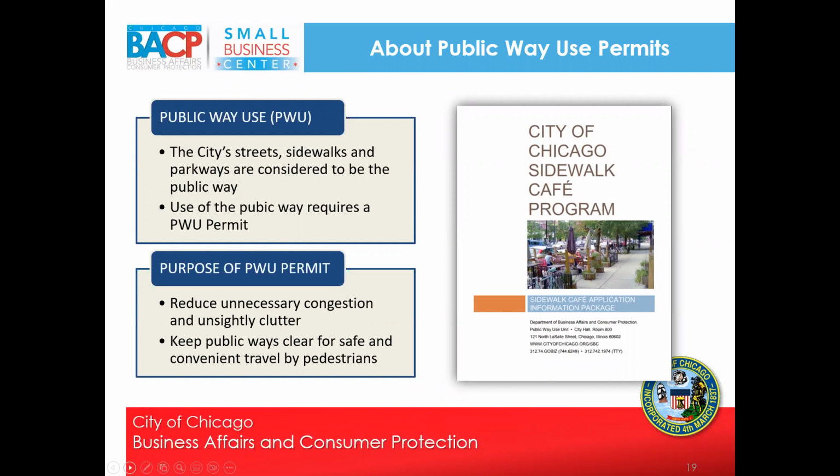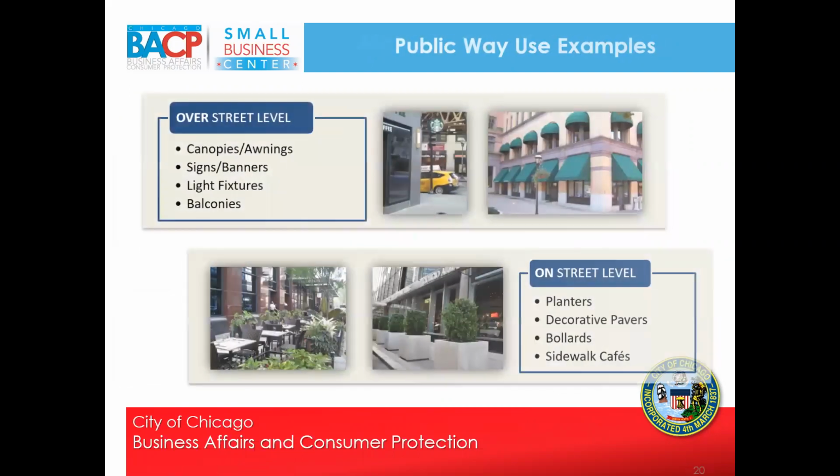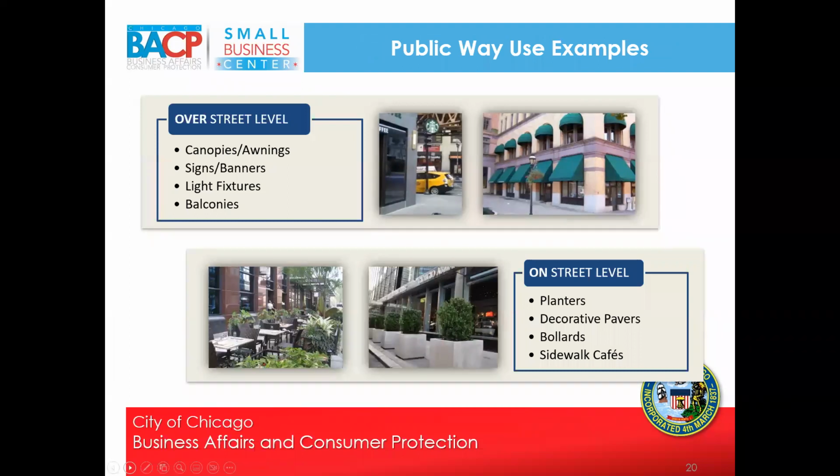Next slide, please. Some of the public way use things that require permits would be any canopies, awnings, signs, banners, light fixtures, balconies, anything on street level, planters, decorative pavers, and sidewalk cafes. All of that also requires a public way use permit. Next slide, please.